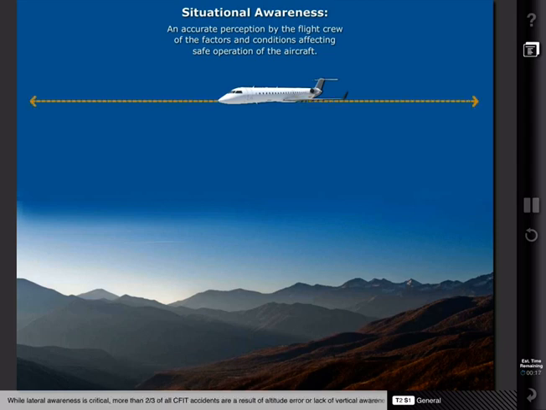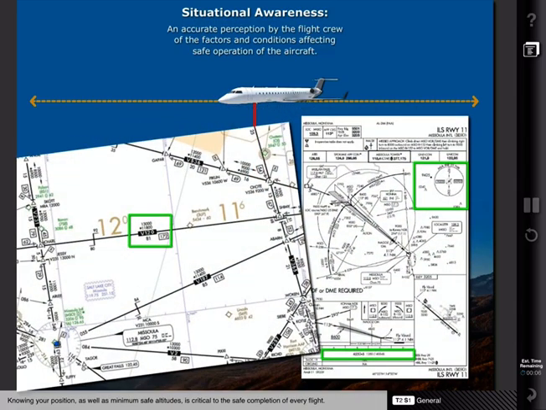While lateral awareness is critical, more than 2/3 of all CFIT accidents are a result of altitude error or lack of vertical awareness. Knowing your position as well as minimum safe altitudes is critical to the safe completion of every flight.